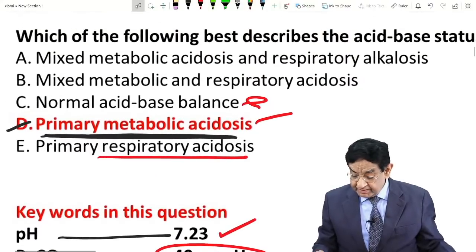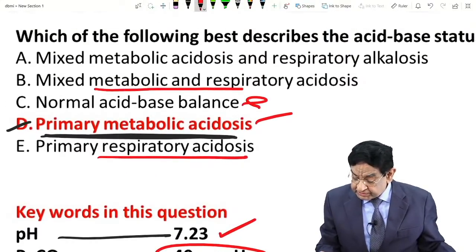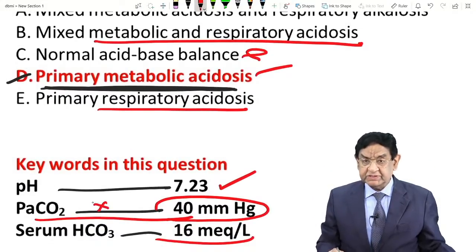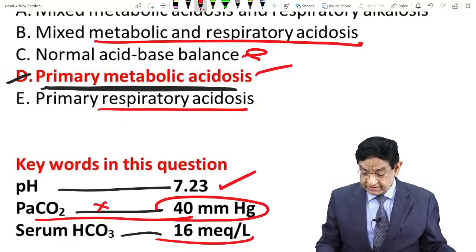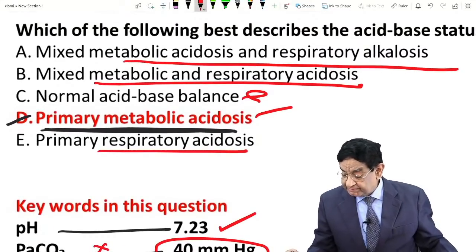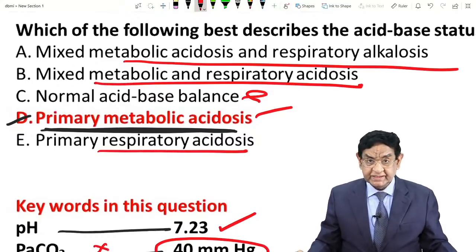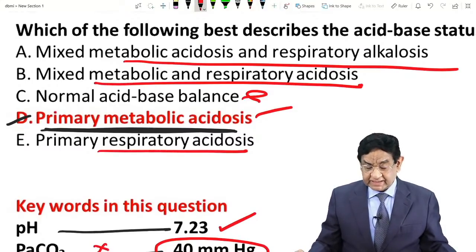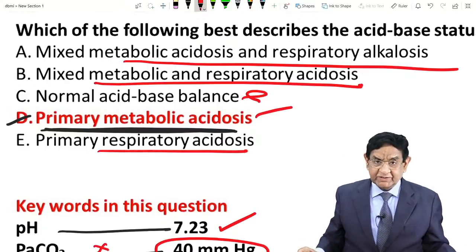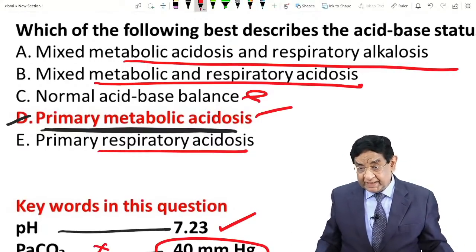Is it a mixed metabolic acidosis and respiratory acidosis? No way. CO2 is normal, so this is not a respiratory acidosis. And finally, metabolic acidosis and respiratory alkalosis? No way. CO2 is normal, so this cannot be. Now, again, I would like to tell you certain more basic concepts.